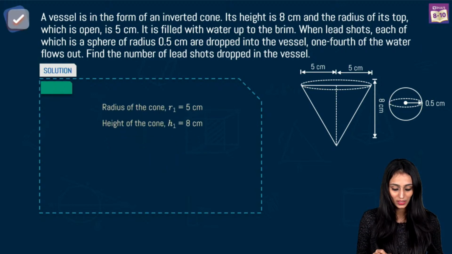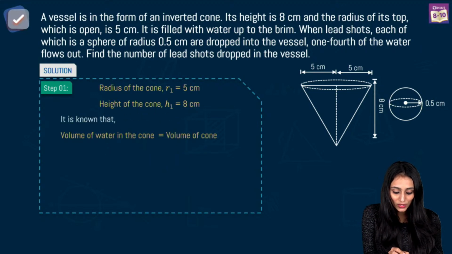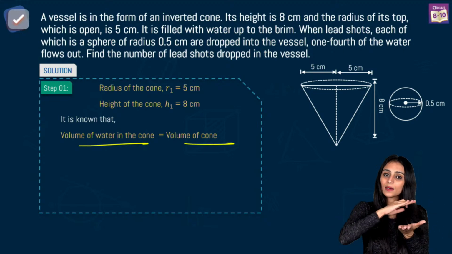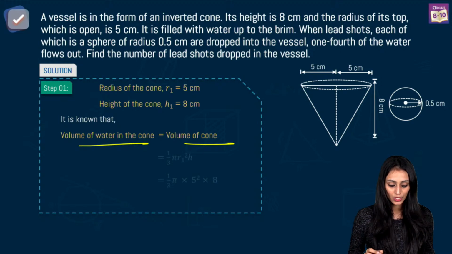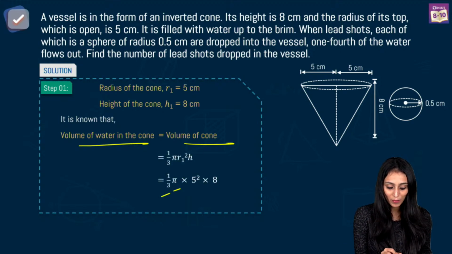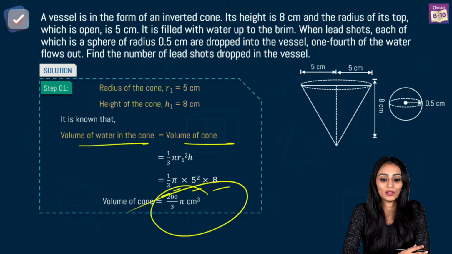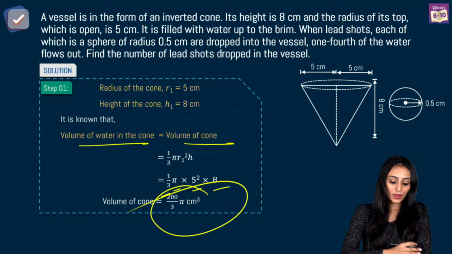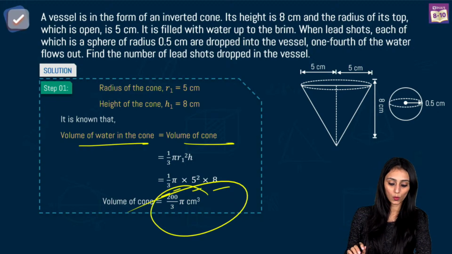Okay. So, what we can say here is that the volume of water in the cone would be equal to the actual volume of the cone, right? Because it is completely filled up to the brim. So, put the values here, you get 1 upon 3 pi, 5 square into 8. You get 200 upon 3 pi centimeter cube. So, this is the total volume of water in the inverted cone.